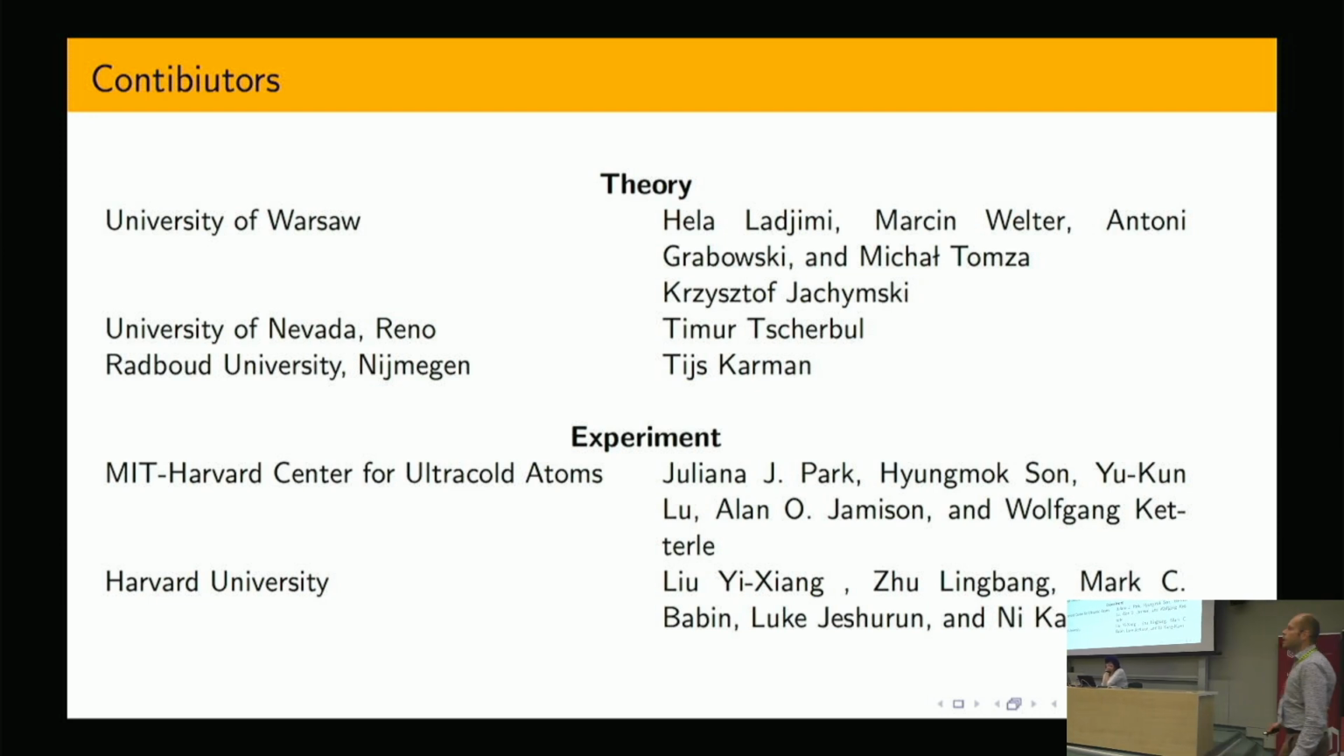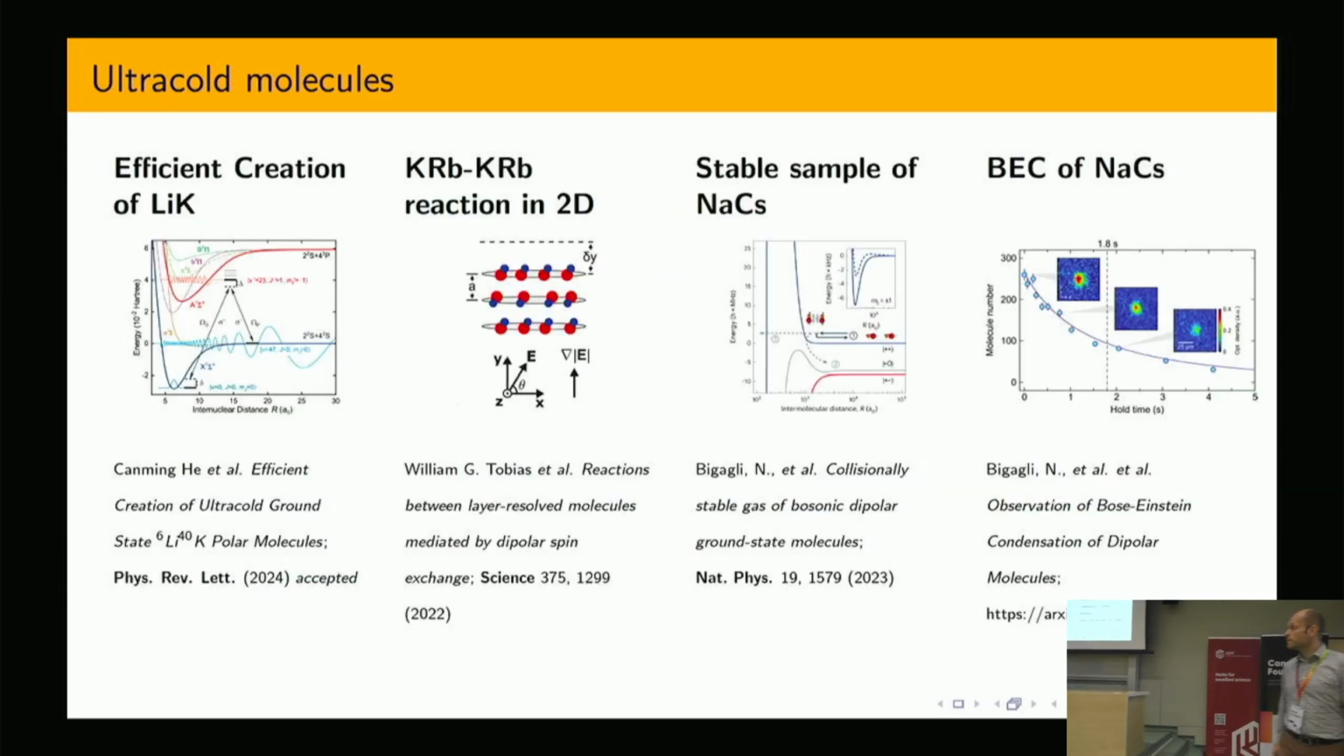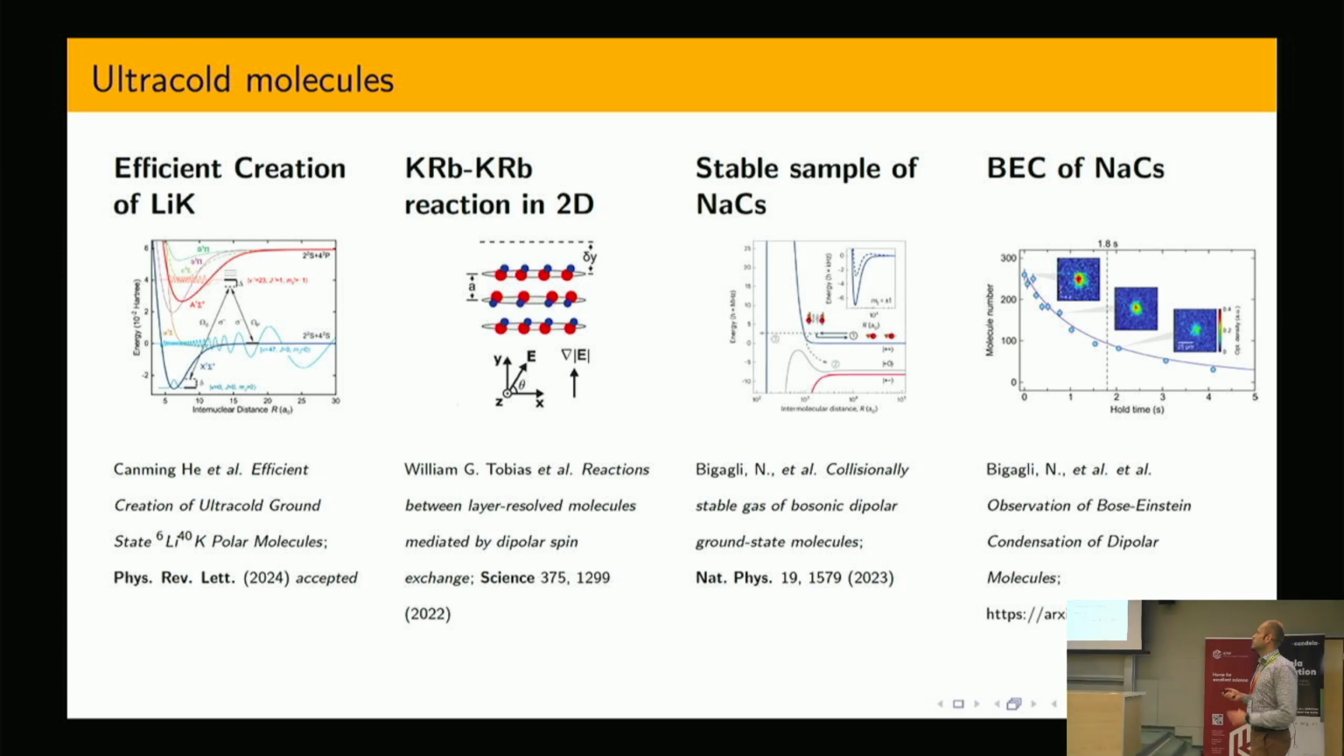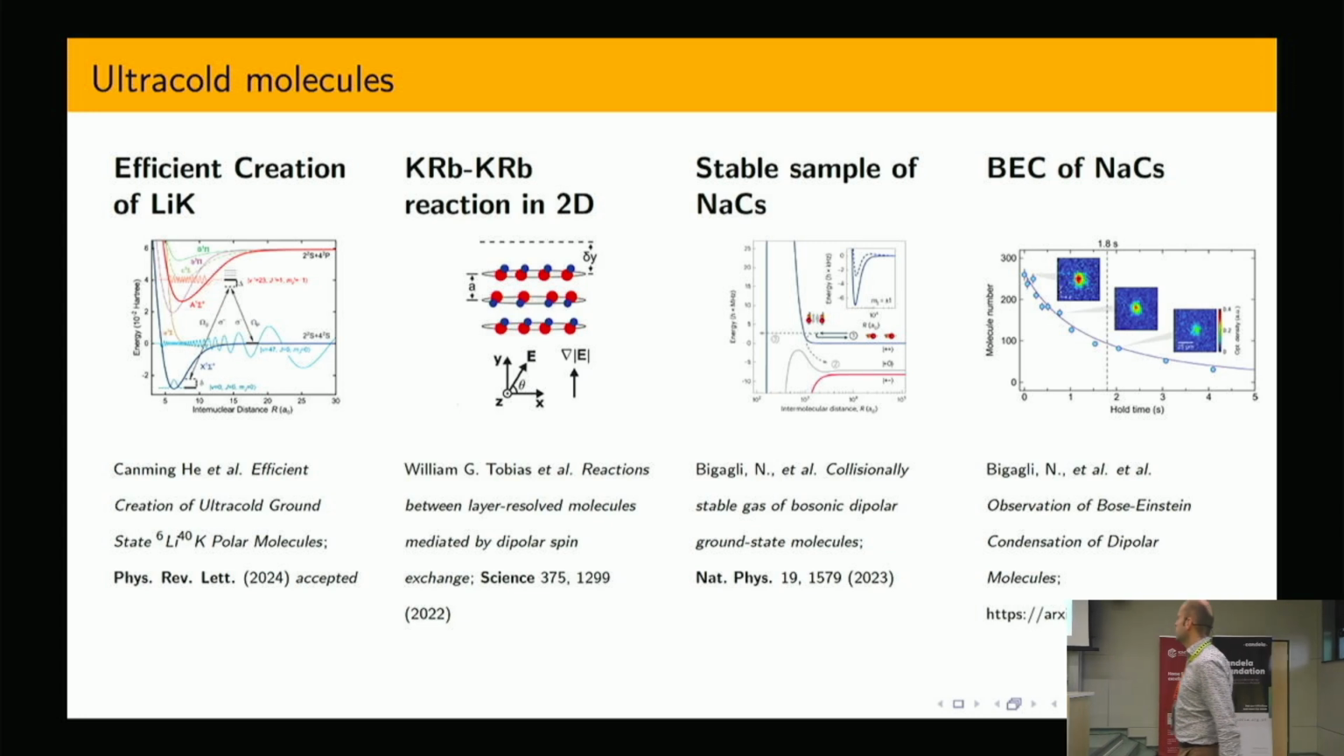And I would like to also underline the huge contribution from Timur and Tias in the field of the scattering calculations. Okay, so as you heard, especially during the first day of this conference, there are a lot of new experiments with ultracold molecules. Generally, we know how to create them in a very efficient way, at least some of them. There are plenty of ideas what we can do with them, how to probe the chemistry, how to study the physics, and finally we can have even a Bose-Einstein condensate of dipolar molecules.